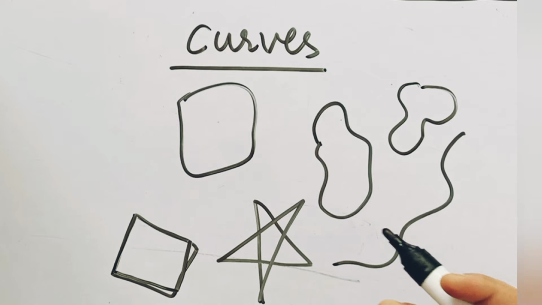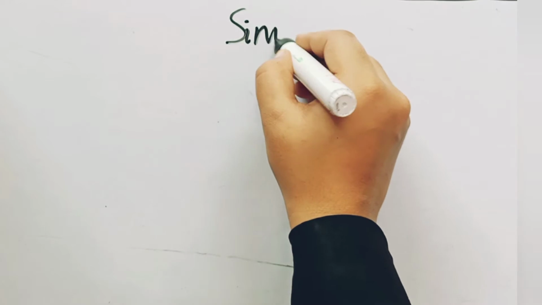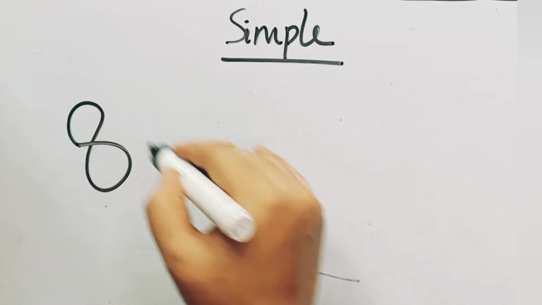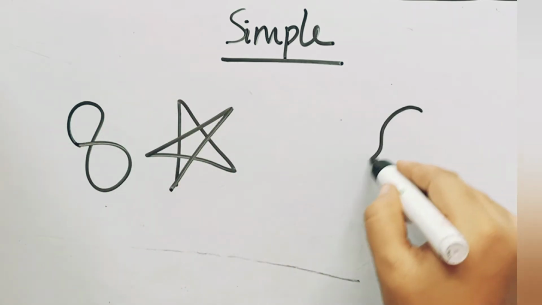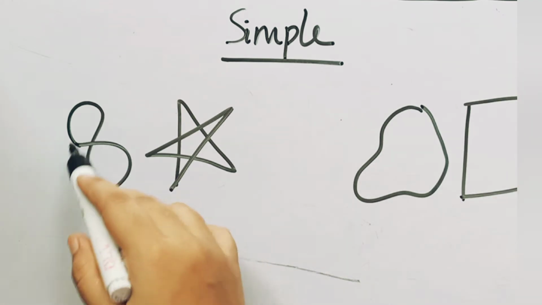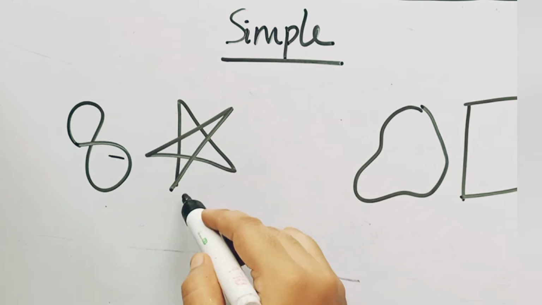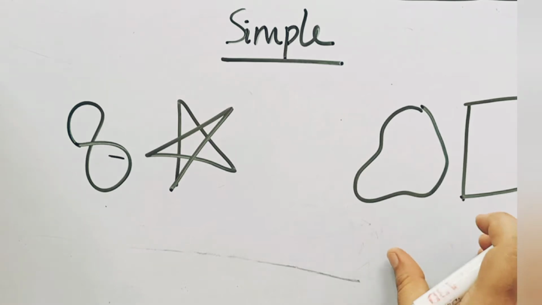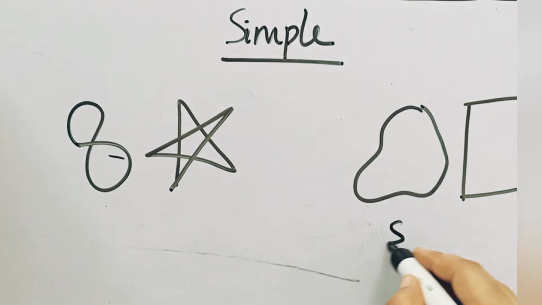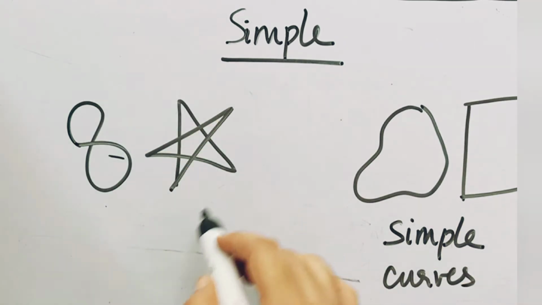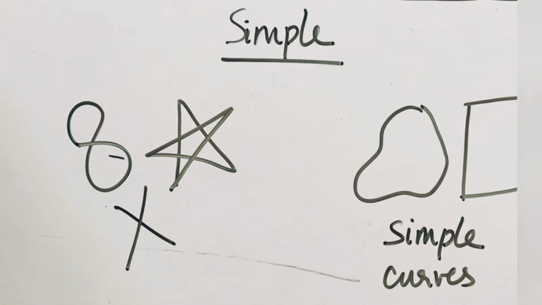Now let's see what the different types of curves are. First comes the simple curve. Now what is a simple curve? See this, and see this. What is the difference? In this you can see the lines are crossing each other, but in this none of the lines are crossing each other. So the curves in which none of the lines are crossing each other are called simple curves. But the curves where the lines are crossing each other are not simple curves.